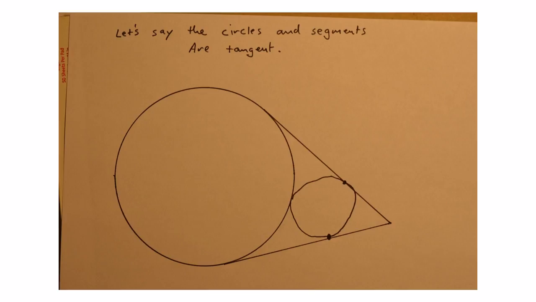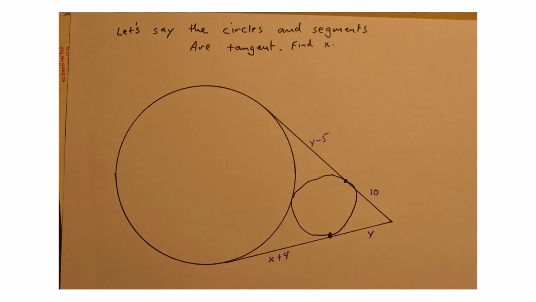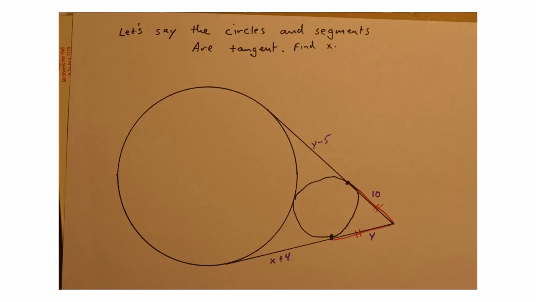I sincerely apologize for the quality of this drawing. Let's say that we have these two circles and these segments, and we've got tangents. So sorry about that circle. But let's pretend. And then let's say we know these segment lengths are given. We've got y minus 5, 10, y, and x plus 4. And so if you just look at that small circle, that small, horribly drawn circle, we know that these two segments are tangent from the same exterior point. And so that means right off the bat y is 10.